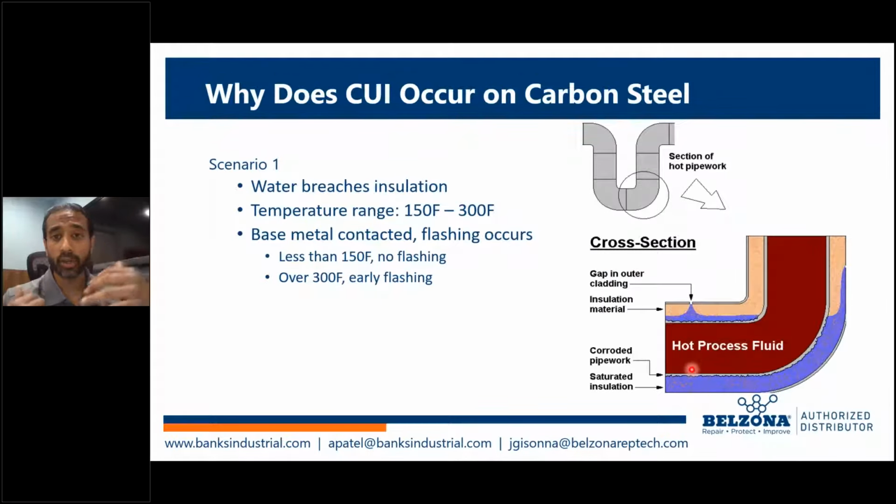So why does CUI occur on carbon steel? It's good to take a step back and ask ourselves, why are we insulating the piping in the first place? In this case, where we see the most aggressive type of CUI, it's generally a temperature range between 150 and 300 degrees.